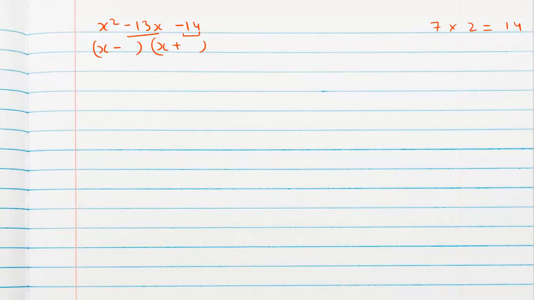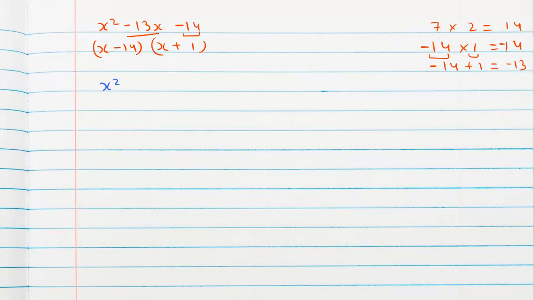So the other number can be 14 times 1 is 14. And I said the bigger number will be negative. So 14 is bigger than 1. So 14 will be negative. So we get negative here. And negative 14 plus 1 is negative 13. So x minus 14, x plus 1. I will give you two more examples, something similar to this.